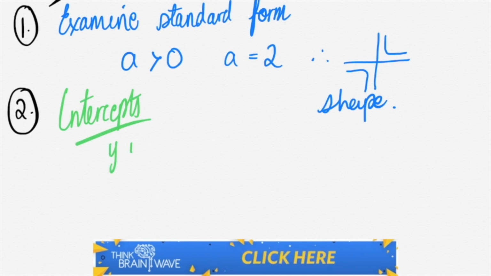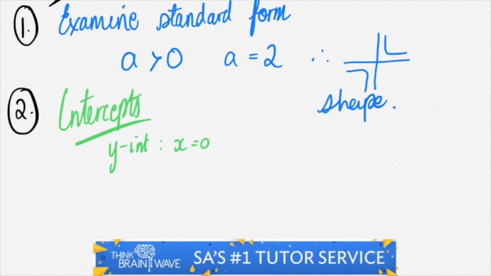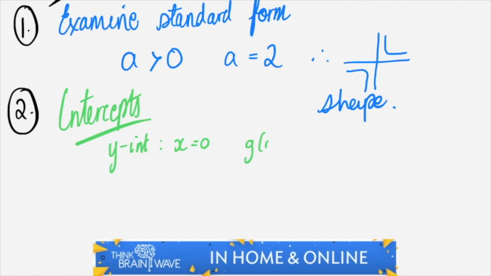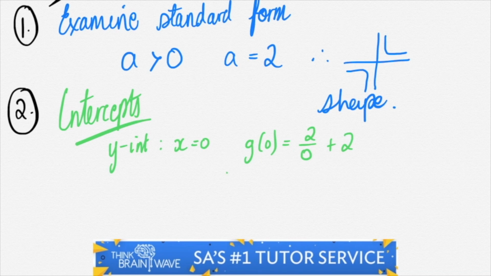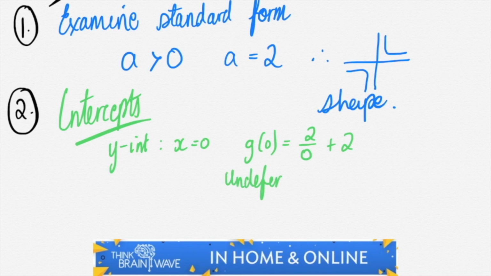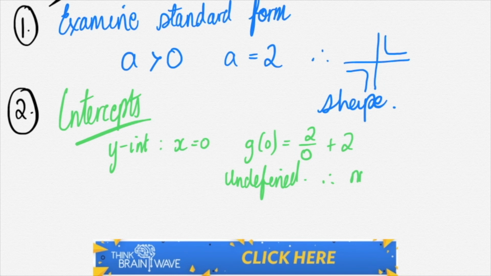We have y intercept where x is equal to 0. We've actually found the point already in a previous video, but because we're doing a recap, we'll quickly do it again. So g of 0 is equal to 2 over 0 plus 2. Now this gives you an undefined answer, so we know that we've got an asymptote instead of an intercept at x equals 0 because it's undefined.